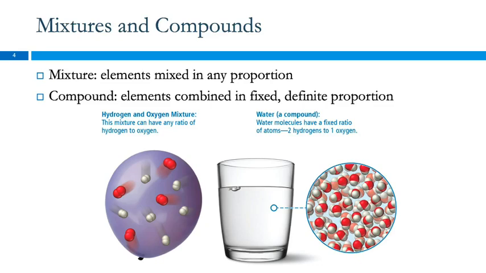So, reviewing the difference between mixtures and compounds, here is an illustration of a mixture of hydrogen and oxygen gases. We could have equal amounts, we could have a little bit of hydrogen, a lot of oxygen. The proportions are variable. Whereas in a compound, the proportions are fixed. Water always has 2 hydrogen atoms for every 1 oxygen atom.